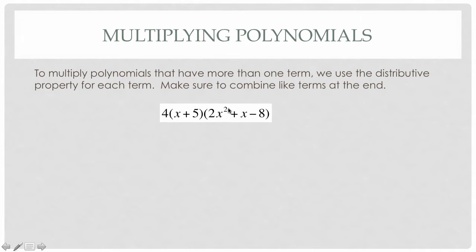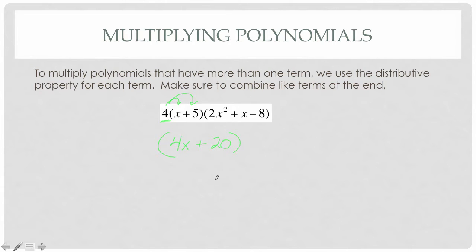Let's do one more. What if I have a 4 and I'm multiplying my 4 times this x plus 5, and I'm multiplying that by this 2x squared plus x minus 8. So I've got three things multiplied here. A constant 4, a binomial x plus 5, and a trinomial. Well, let's just go through and we'll use the distributive property. So this 4 is going to get multiplied by both of those. 4 times x, that's 4x, and plus 5, 4 times 5 is 20.